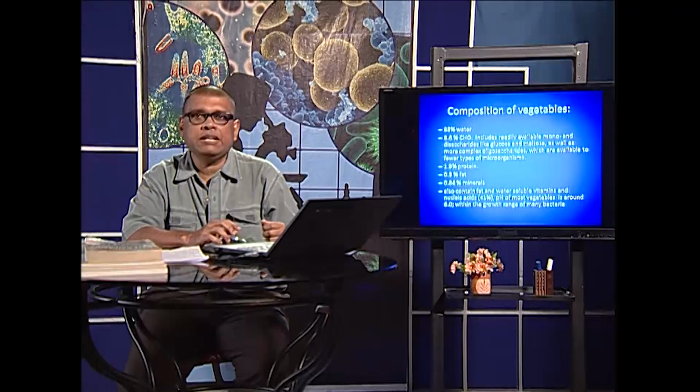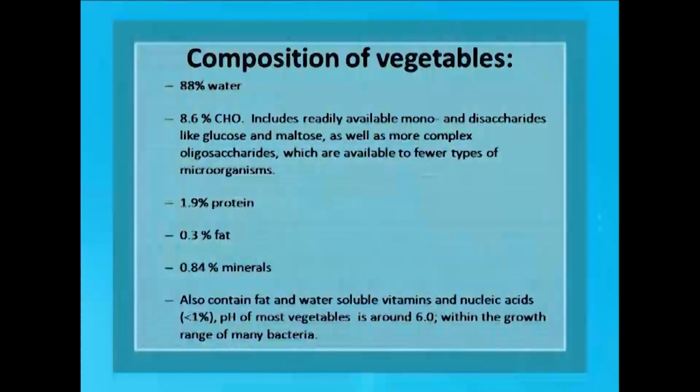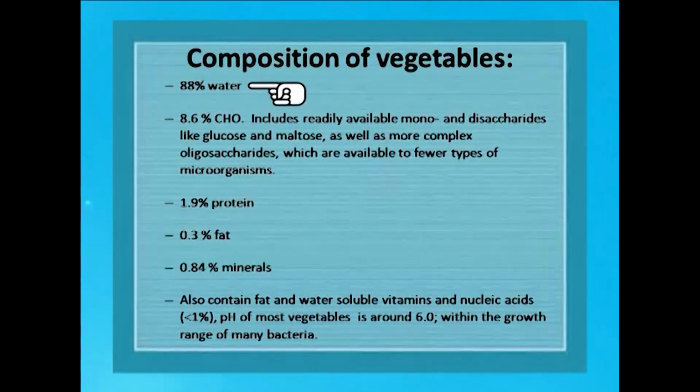To start with, vegetables are basically crops which contain mostly water, and they are of course leafy or sometimes non-leafy in nature, but they have moderate to low percentage of carbohydrate and protein. That means 8.6% of carbohydrate, protein is around 2%, fat is very low, mineral is also relatively higher, and there may be other elements present in these vegetables.